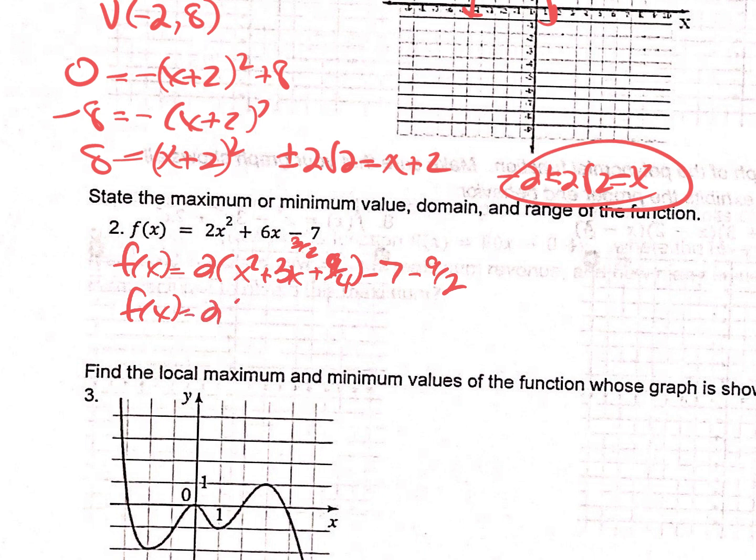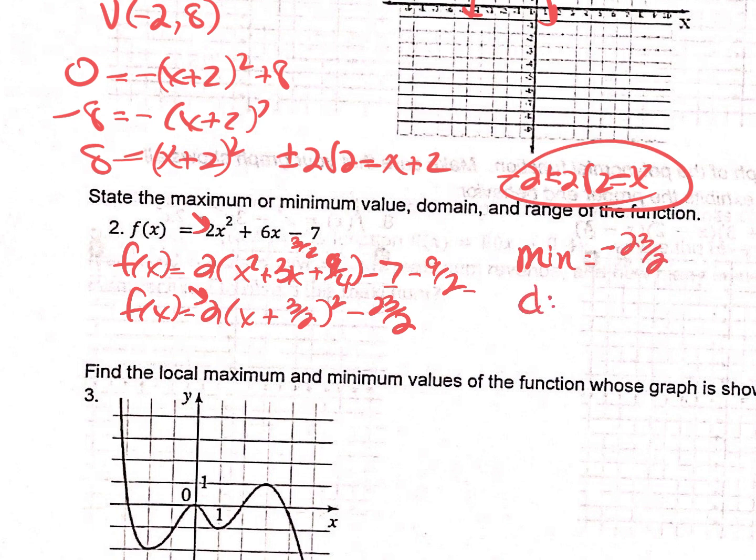So when I simplify all that stuff, I get x plus 3 halves, squared. And here, remember, the half always goes inside. Outside, I'm doing negative 7 times 2, which is negative 14, minus 9, negative 23 over 2. Because it's positive in the front, I got a positive 2. That means the parabola opens up, which means it has a minimum value. And the minimum value is negative 23 over 2.